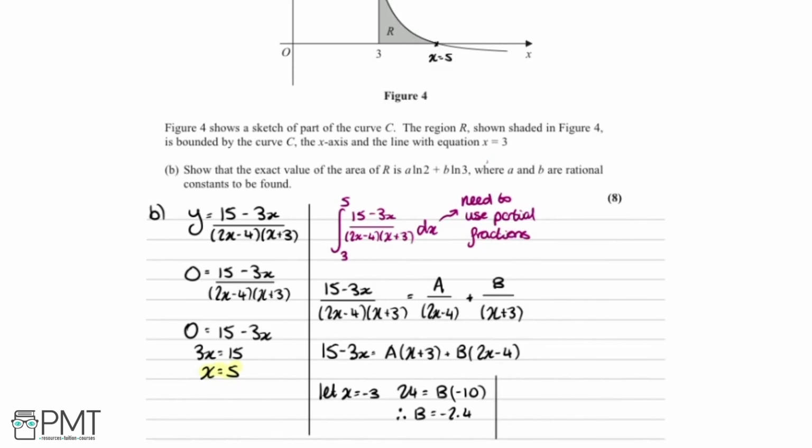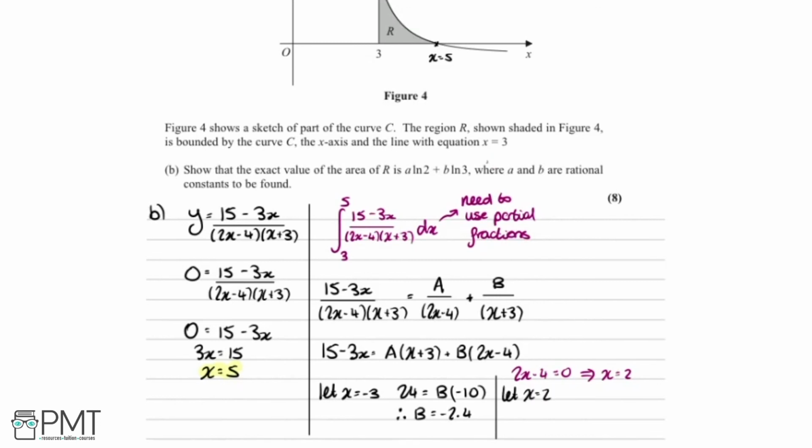And here, we're just going to do the same thing again, but we're going to get rid of B this time so we can work out what A is. So we want this bracket to go to 0. That means we need 2x minus 4 to equal 0. So that means x is going to need to equal 2. So we're going to let x equal 2.